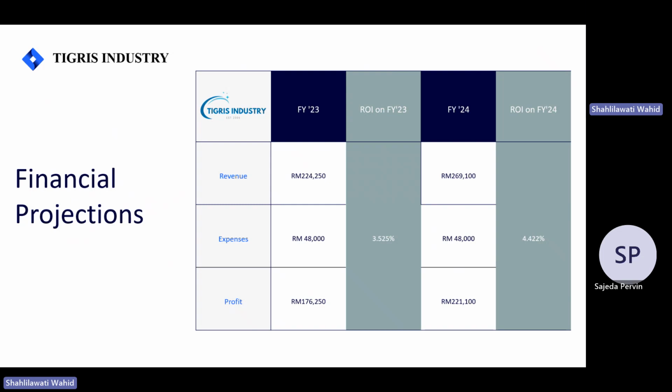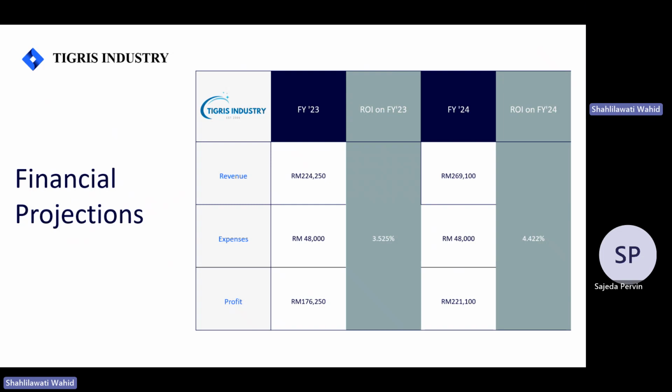In fiscal year 23, we will have a revenue of 224,250 ringgit. And the expenses of 48,000 is for our employees from the local community, as we hope to support the local community to provide more opportunities as we build the GWBP at the location. Therefore, we have a profit of approximately 176,250 ringgit, with the return on investment of fiscal year 23 being 3.5%.